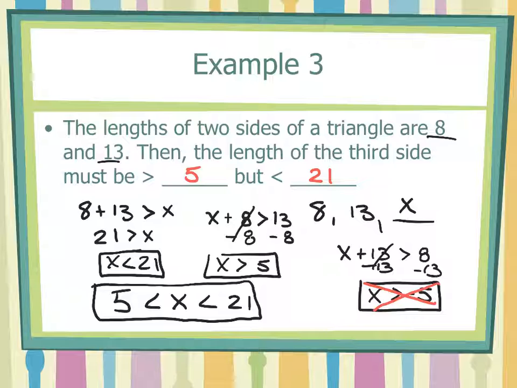If you ever get trapped, let's say you're not sure, well, think about a number greater than negative 5. It is negative 4, and there's no way that's possible for a side. So that is where my fake answers are coming from.